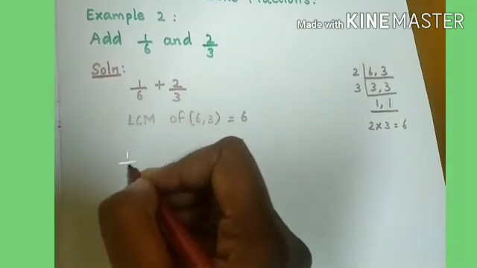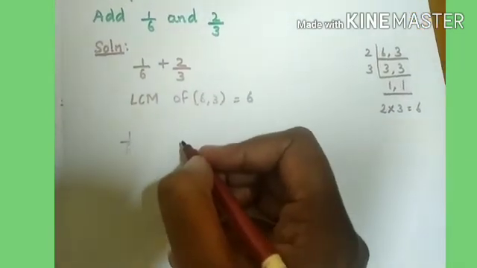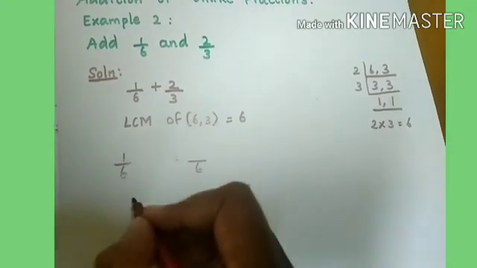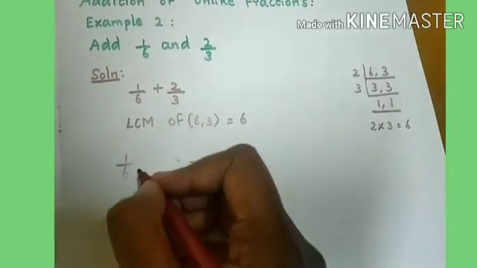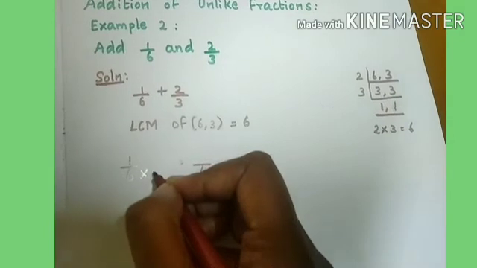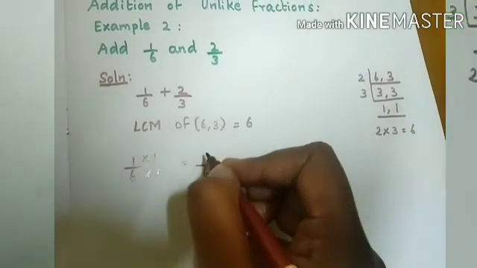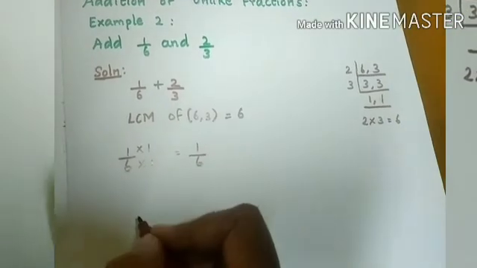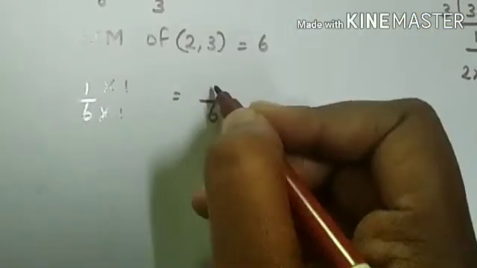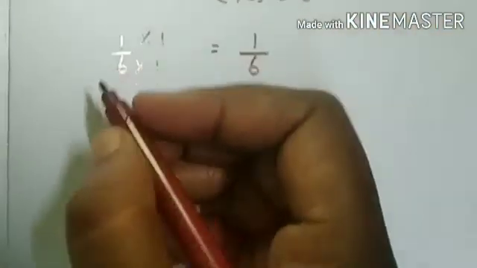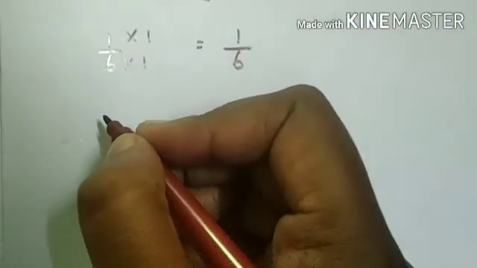Next, convert the fractions into like fractions. Let's convert 1 by 6. By what number should be multiplied by 6 to get 6? That is 1. 6 ones are 6. So multiply both numerator and denominator by 1. 1 1 is 1. 6 ones are 6. We get 1 by 6.